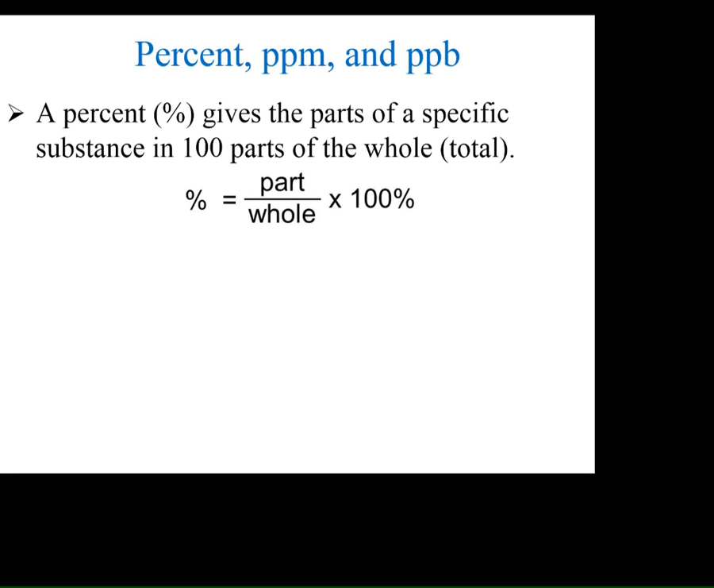So let's say, for example, I want to know the percentage of, I don't know, blondes in this room, right? So I would go around and add up the blondes, divide it by the total number of people, times 100. The part you're interested in over the total, times 100.